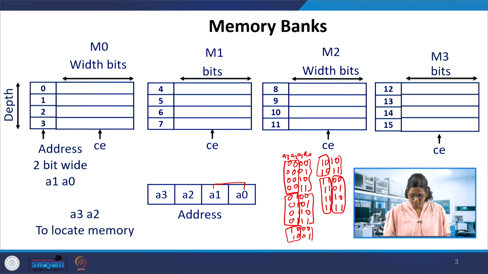So using this, we have separated the first 4 in one memory, the next 4 in the other memory, then the third one in the next one, and the fourth one in this case. So instead of having one memory, we have 4 memories of smaller size, which has the depth 4: 0, 1, 2, 3.